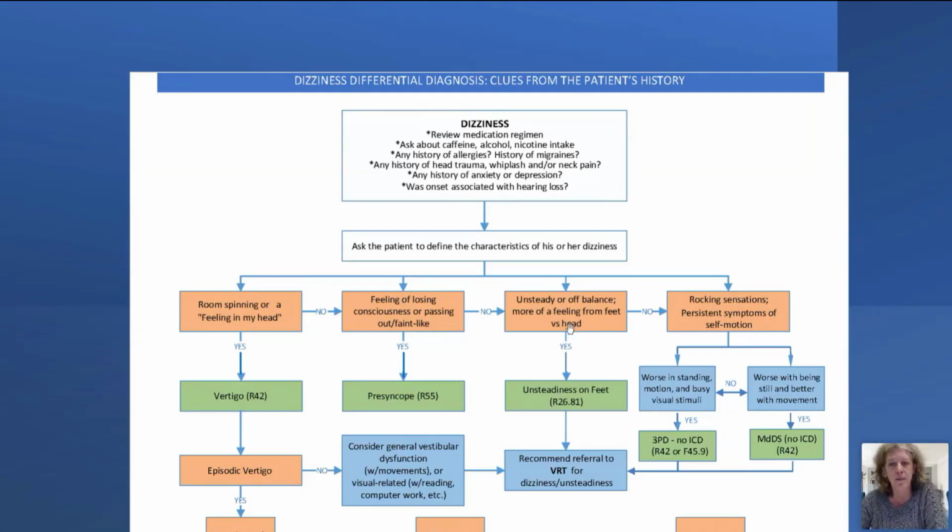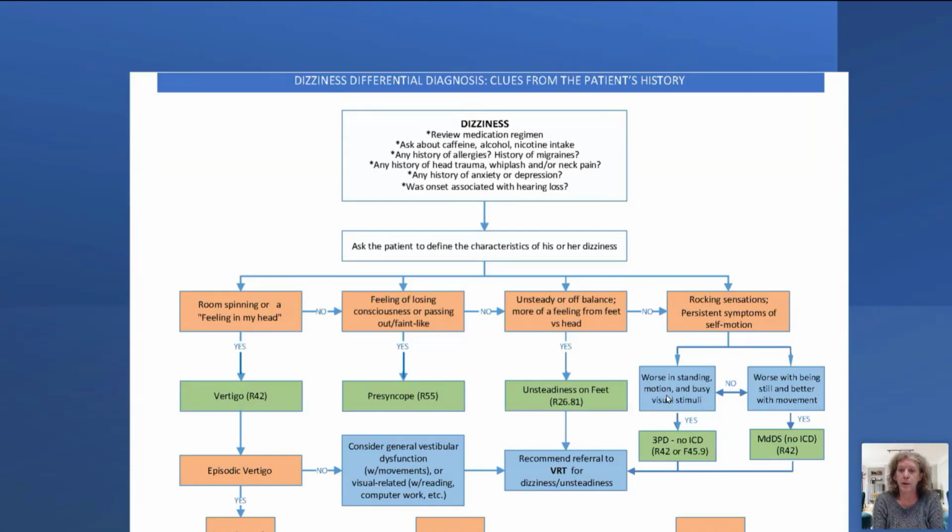What if they say, I don't feel like I'm going to lose my balance, but I have rocking sensations, these persistent symptoms of self-motion. Okay, so is it worse in standing, motion, busy visual stimuli? Then we start to think, could this be 3PD? There's currently no ICD code for that.